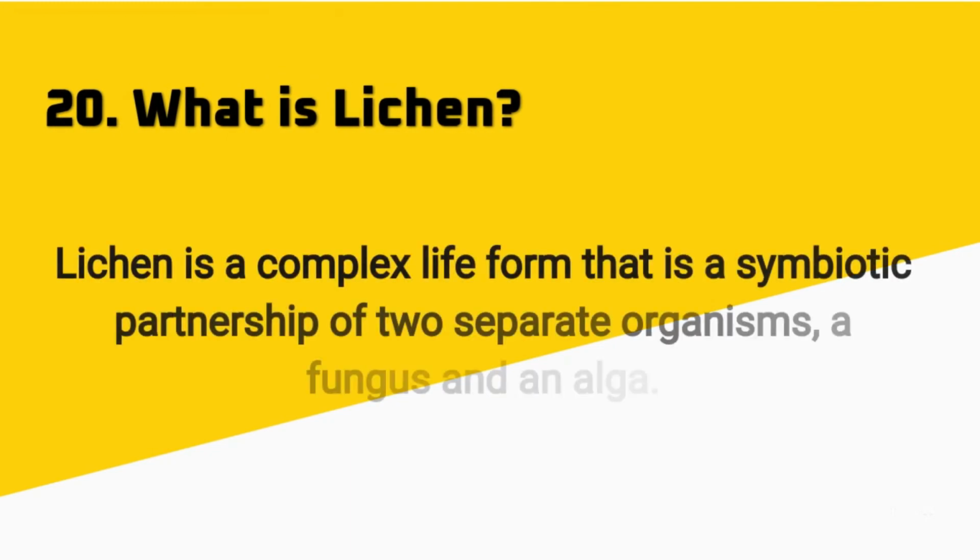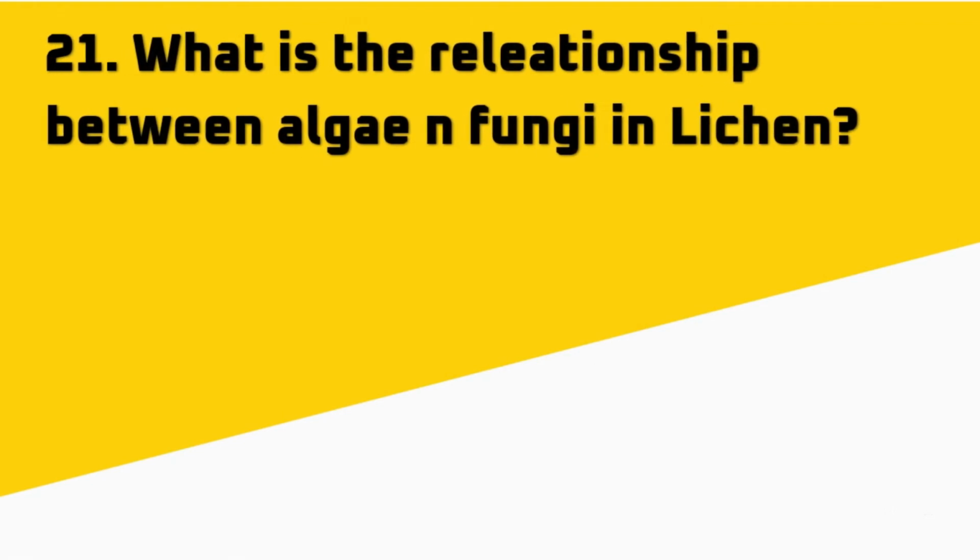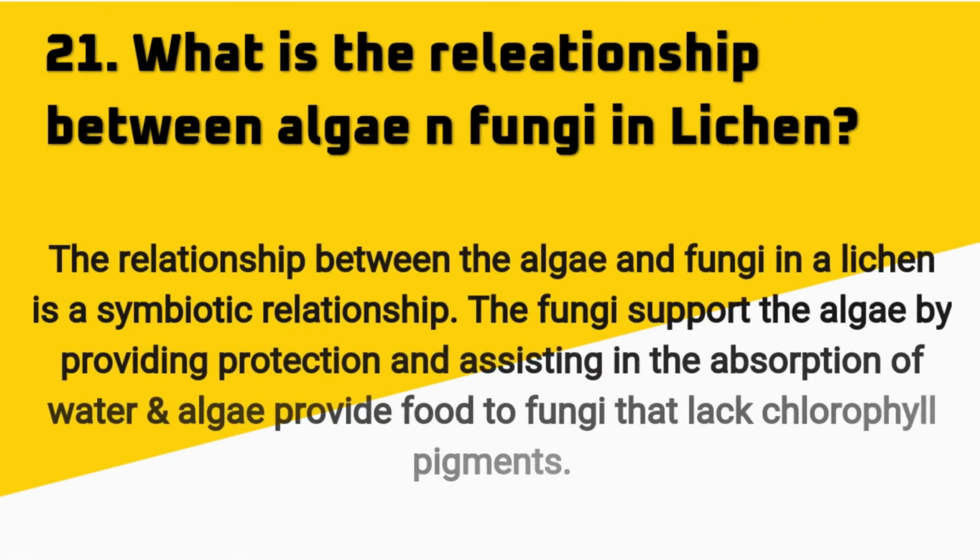What is lichen? The answer is it is a complex life form that is a symbiotic partnership of two separate organisms, a fungus and an alga. What is the relationship between algae and fungi in lichen? The answer is the relationship between the algae and fungi in a lichen is a symbiotic relationship. The fungi support the algae by providing protection and assisting in the absorption of water, and algae provide food to fungi that lack chlorophyll pigments.